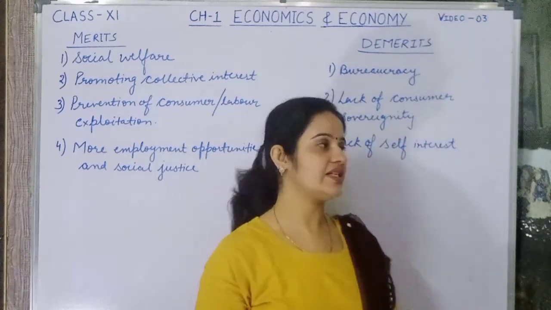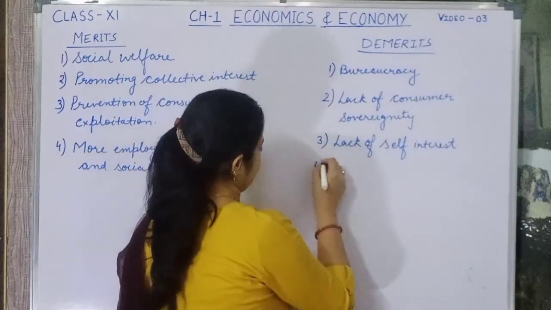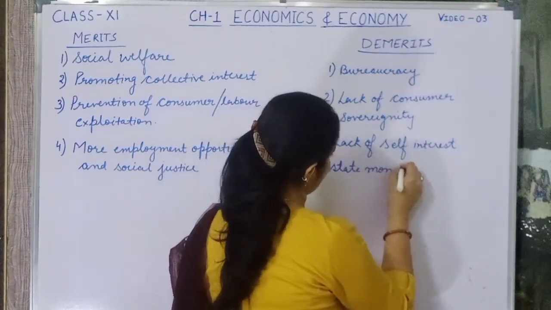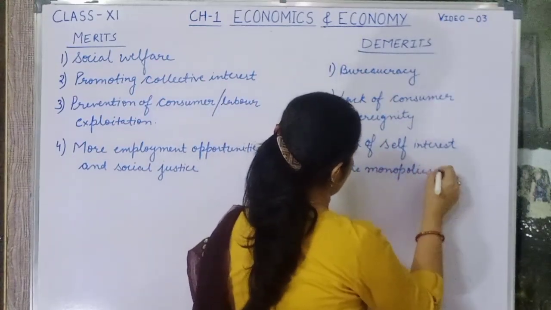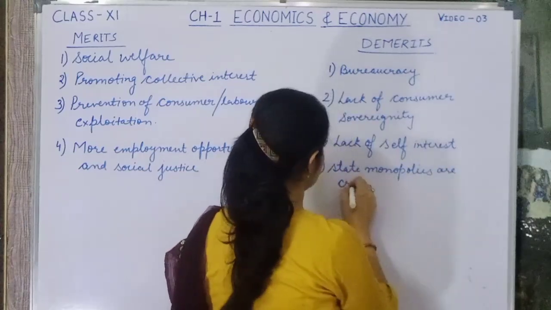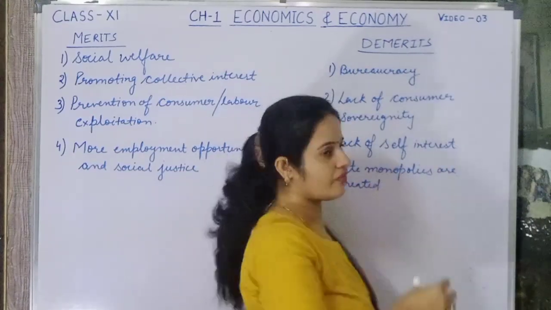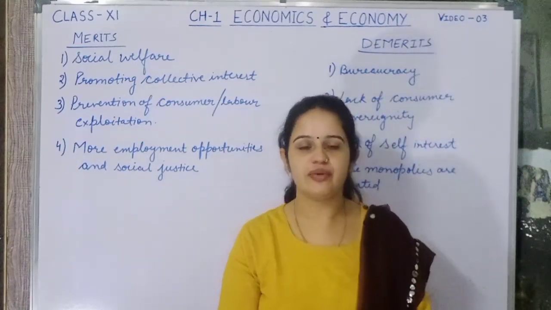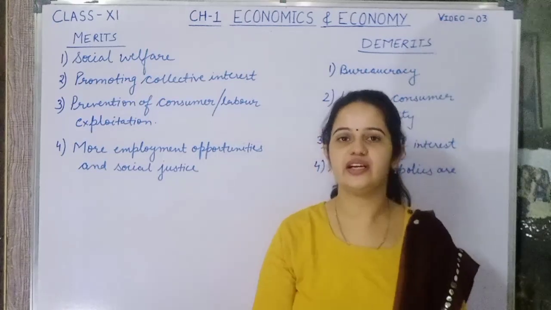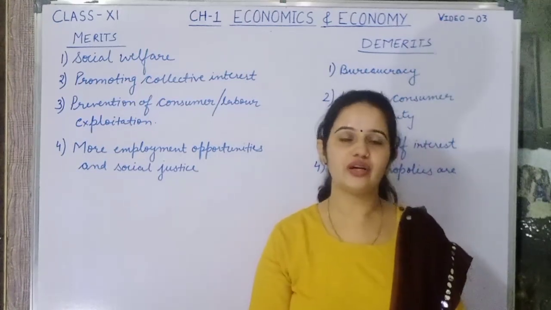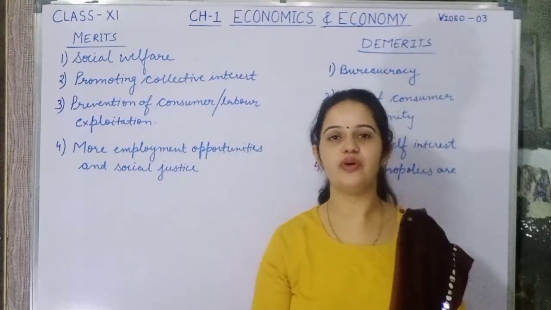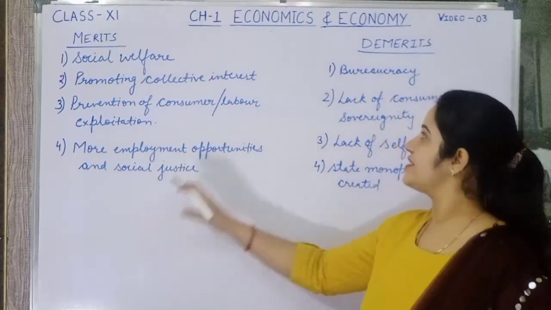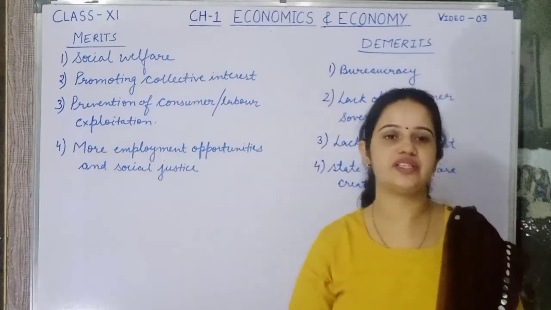Last drawback is that state monopolies are created. As we know, everything is in the hands of government. All decisions are taken by the government. So, a particular state can create monopolies for its product. So, we discussed all the merits and demerits of socialist economy.